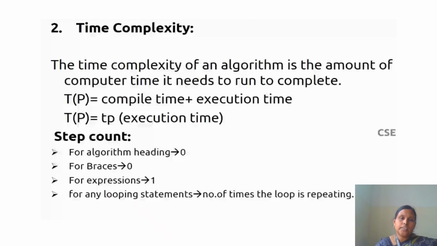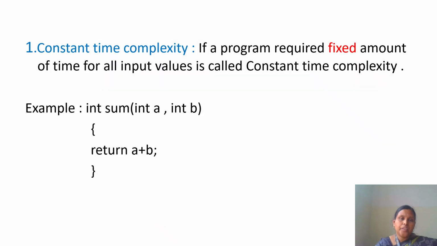Next one is time complexity. It is the amount of time needed to run to complete the execution of an algorithm, that is the compile time plus execution time. Here also it is classified into two types, constant and linear. Constant is the amount of time taken to execute a particular algorithm. It takes only a constant time, it never gets changed. In this program I am going to sum two variables a and b.